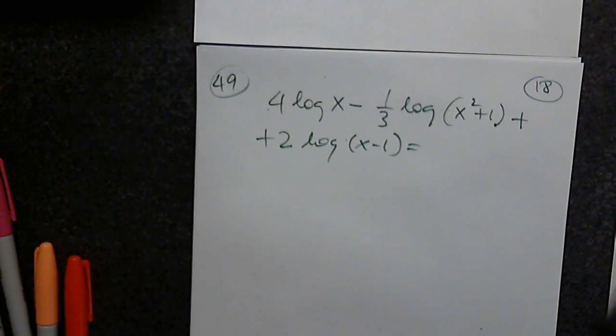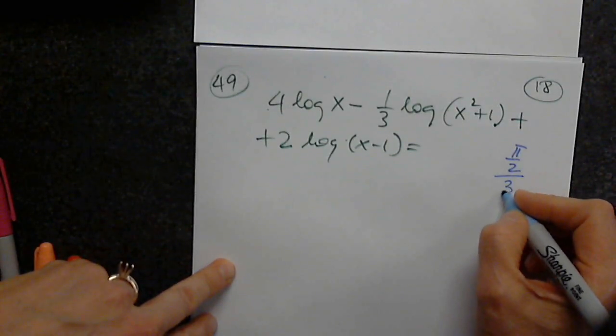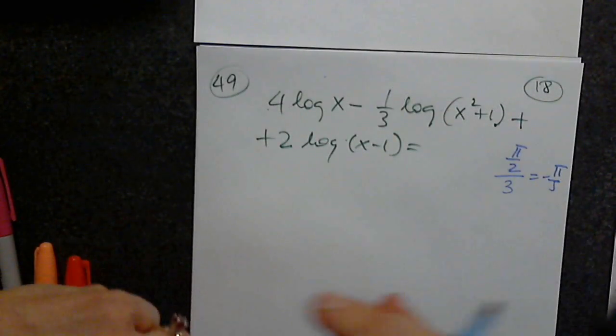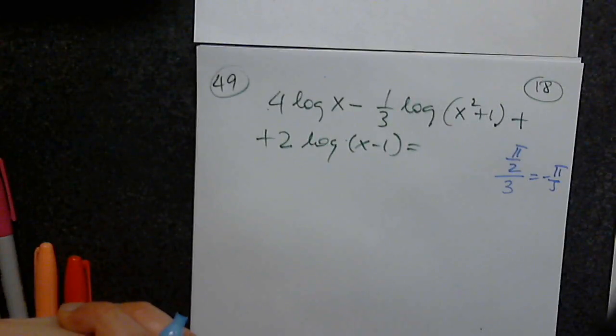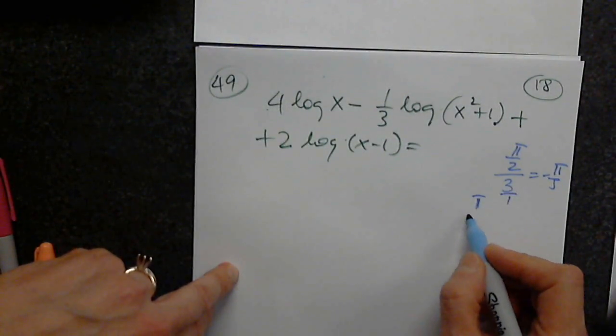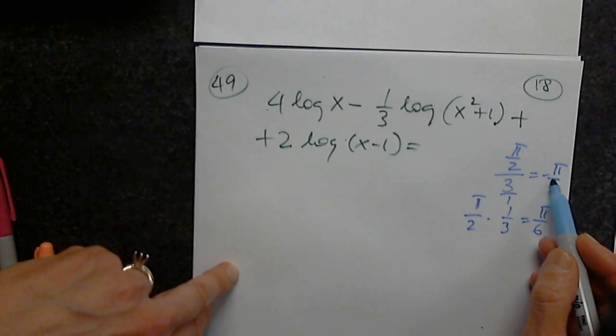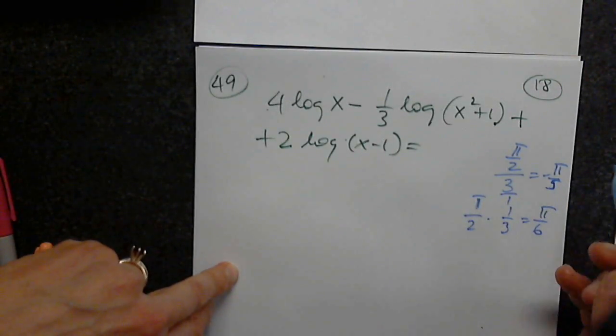Right? So I know. But somebody wrote pi over 2 divided by 3 equals negative pi over 5. So this is 3 over 1. So pi over 2 times 1 over 3 is pi over 6, not pi over 5. Right?